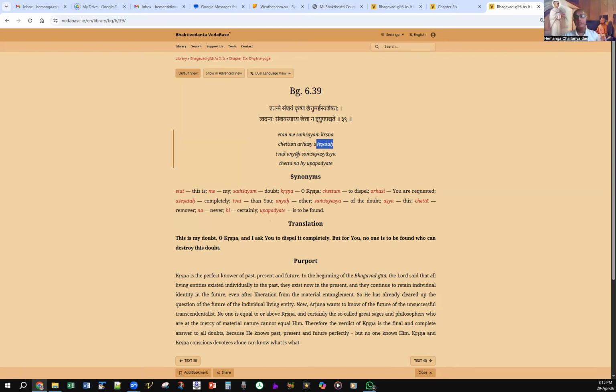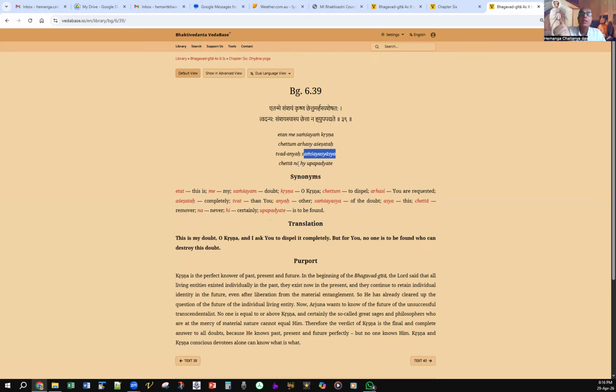Tvad anyaha, aapke bina. Tvad means you. Anya, besides you. Sanshayasya, this doubt. Chetta na upapadyate. No one else can remove my doubt. So this is the disciple showing faith in Guru. The disciple is not saying, Guru, if you know, please tell me that. If you know, that means I don't have full faith in you.